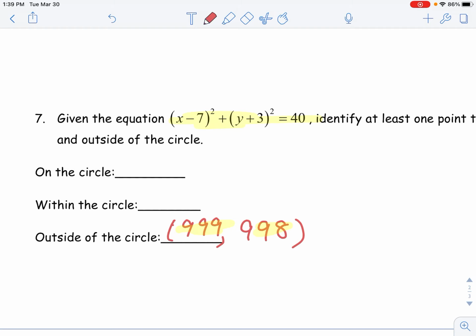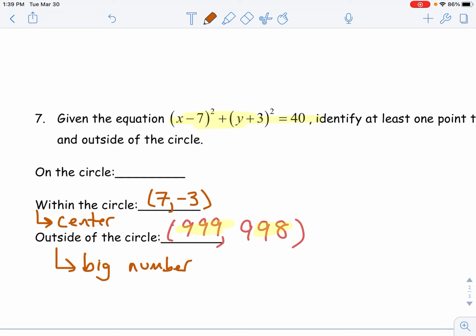All right, so outside the circle, just pick a big number. Watch this. I'm going to be super lazy. Within a circle, I'm going to pick the center. If I'm skilled enough to pick the center, (7, -3), well, that clearly should lie within.